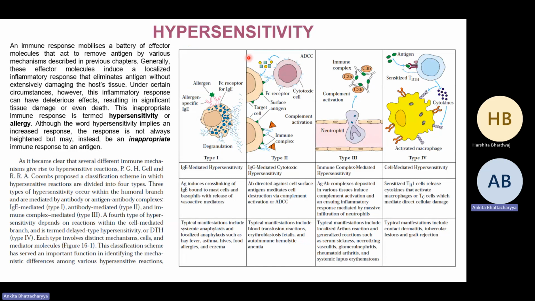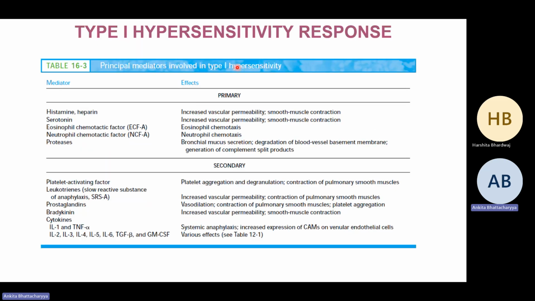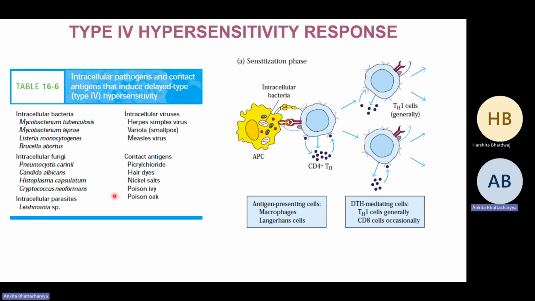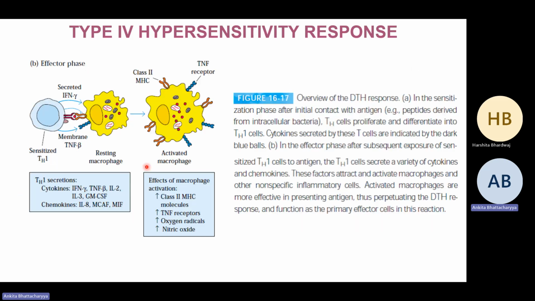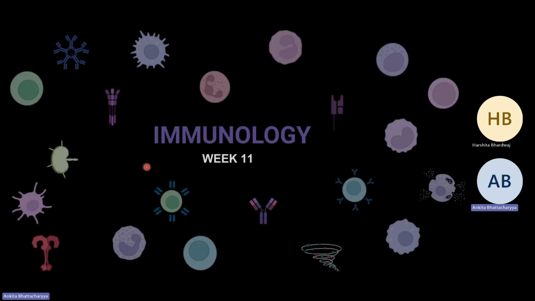We understood hypersensitivity in more detail. We looked at type 2 and type 3 today, but of course type 1 and type 4 were already covered that day. This was type 1, the principal mediators of type 1. This was an example of skin testing that is done to screen for potential allergens. Then you have type 4 hypersensitivity or delayed type hypersensitivity as well, and the type of pathogens that are relevant in that regard. Yeah, so this was type 4.